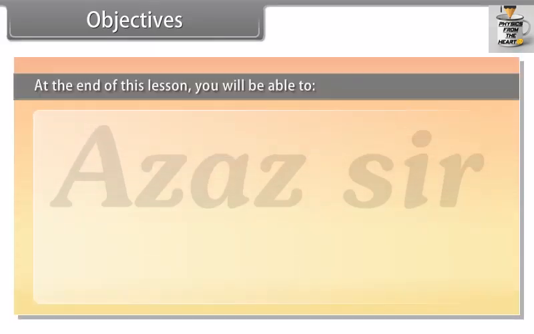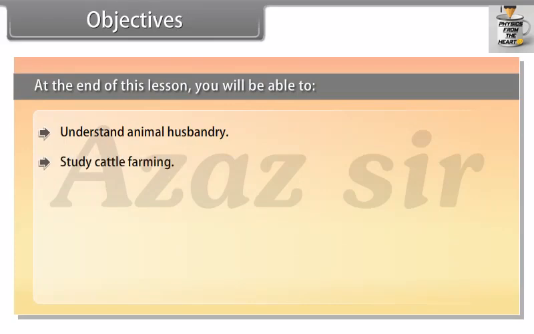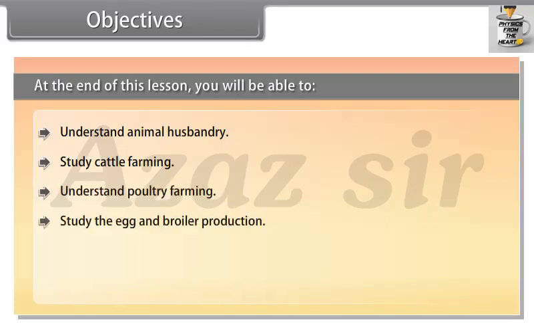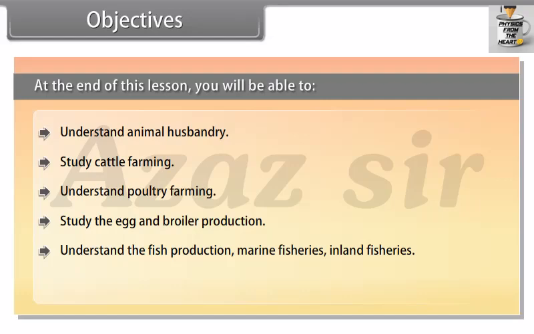At the end of this lesson, you'll be able to understand animal husbandry, study cattle farming, understand poultry farming, study egg and broiler production, understand fish production, marine fisheries, inland fisheries, and study beekeeping.